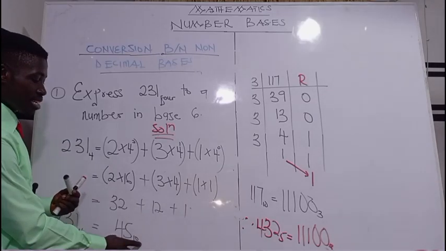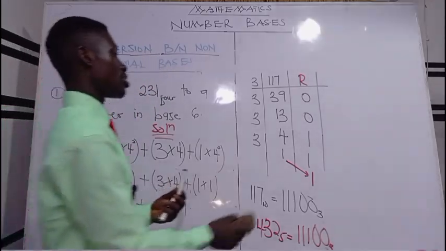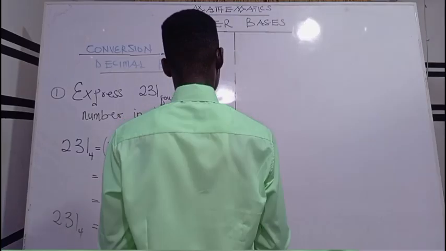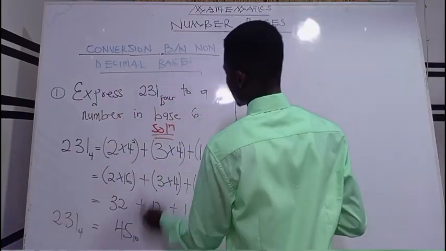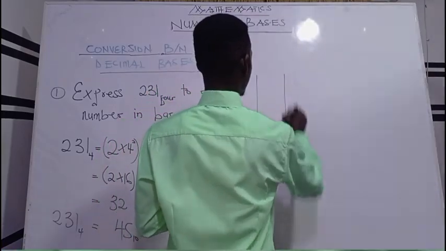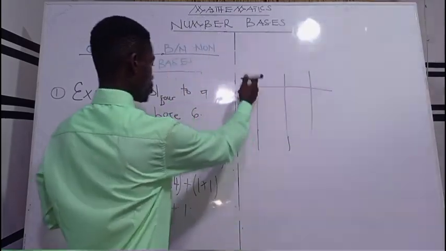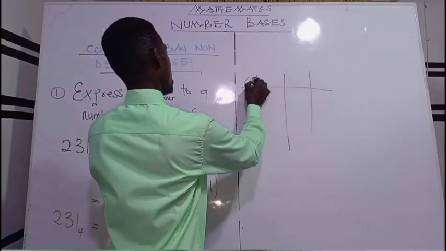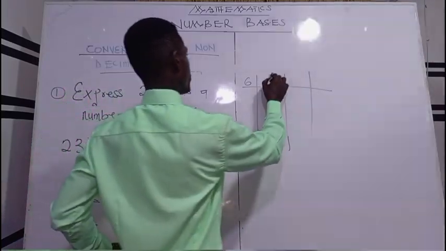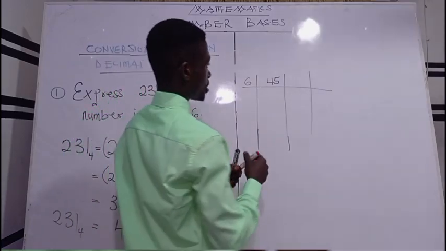And then we are going to convert this 45 base 10 to base 6. That is the required base we have to convert to, base 6. So we are going to convert 45 base 10 to base 6. So we need how many columns? We need 3 columns. So the first column is going to take the base we are to convert to. The second column is going to take the decimal number, which is 45. And then the last column is going to take what? Good, the remainder.